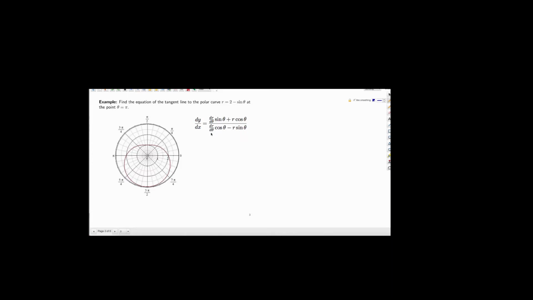In this lesson, we'll use the formula that we derived previously for dy/dx to do an example in which we find the equation of the tangent line to a polar curve. Here we have the polar curve r equals 2 minus sine theta, and I've graphed the polar curve for you here. And we're asked to find the equation of the tangent line at the point where theta is equal to pi. So the first thing I'm going to do is just sketch in the tangent line that we're looking for.